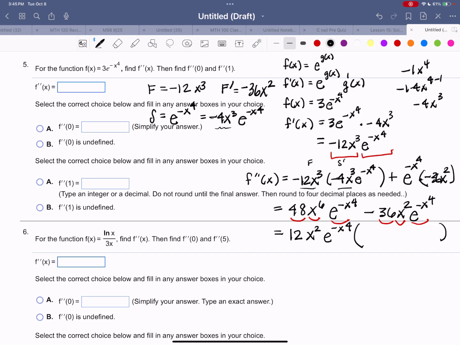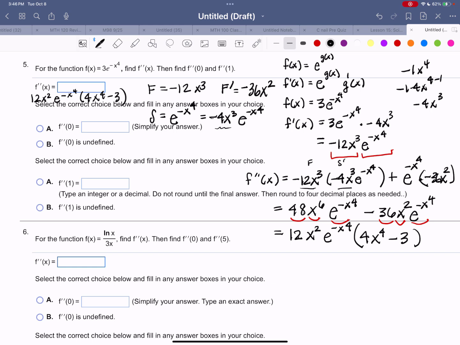Now, what's left over? Well, the 12 goes into 48. I need a 4. I'm going to need an x to the fourth. And I don't need an e to anything because I've already brought up the e to the negative x to the fourth. Here I need a minus 3. And let's see, the x squared is already out, and the e to the negative x to the fourth is already out. So that's all I need right there. So that's my simplified second derivative. So that's what I would have to write for second derivative. 12x squared, e to the negative x to the fourth, times 4x to the fourth minus 3.